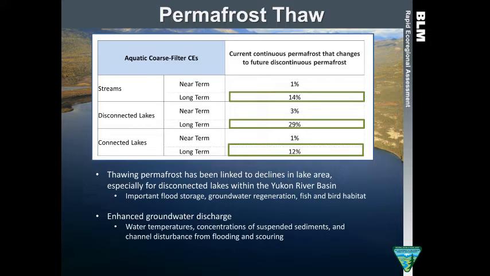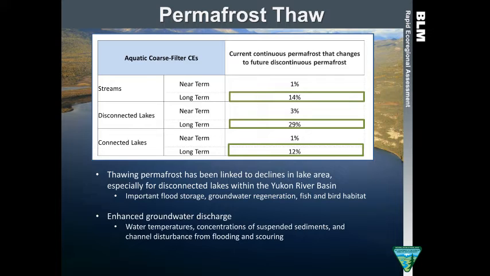Thank you. So as Nancy indicated, one of the most important potential impacts of permafrost thaw is the potential hydrologic change, and that appears to be potentially important for all of the aquatic habitats in the long term, not so much in the near term. About a 1 to 3% change in continuous permafrost to discontinuous permafrost. But in the long term, out to 2060, we see 12% to up to 1/3 of disconnected habitats potentially experiencing some of this permafrost thaw.